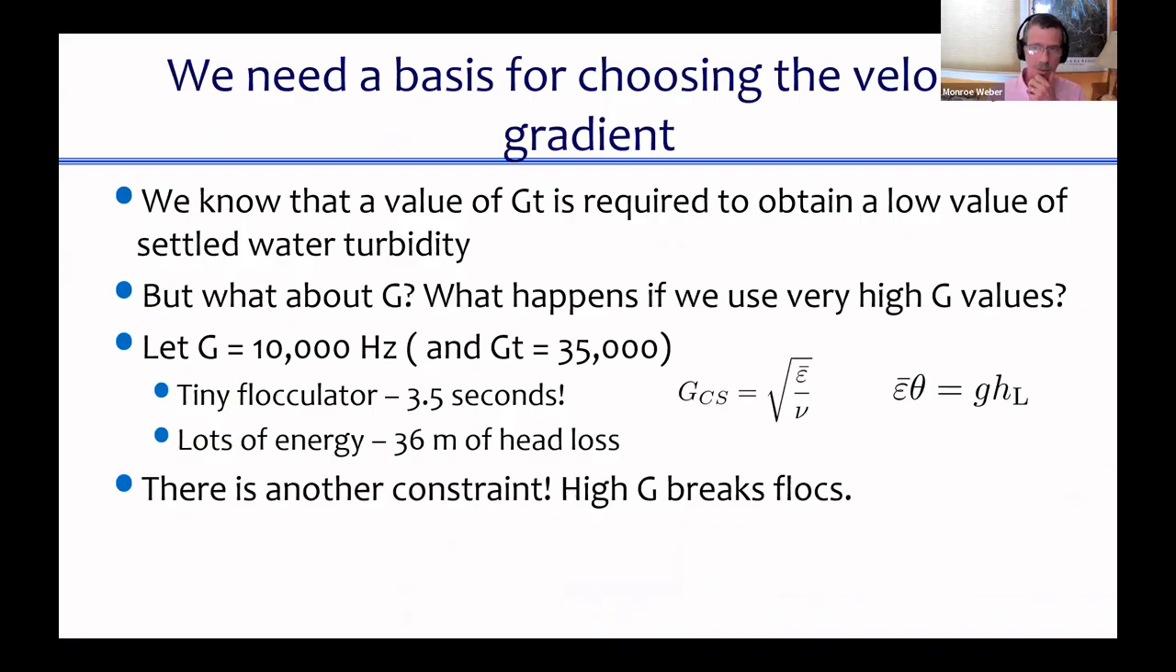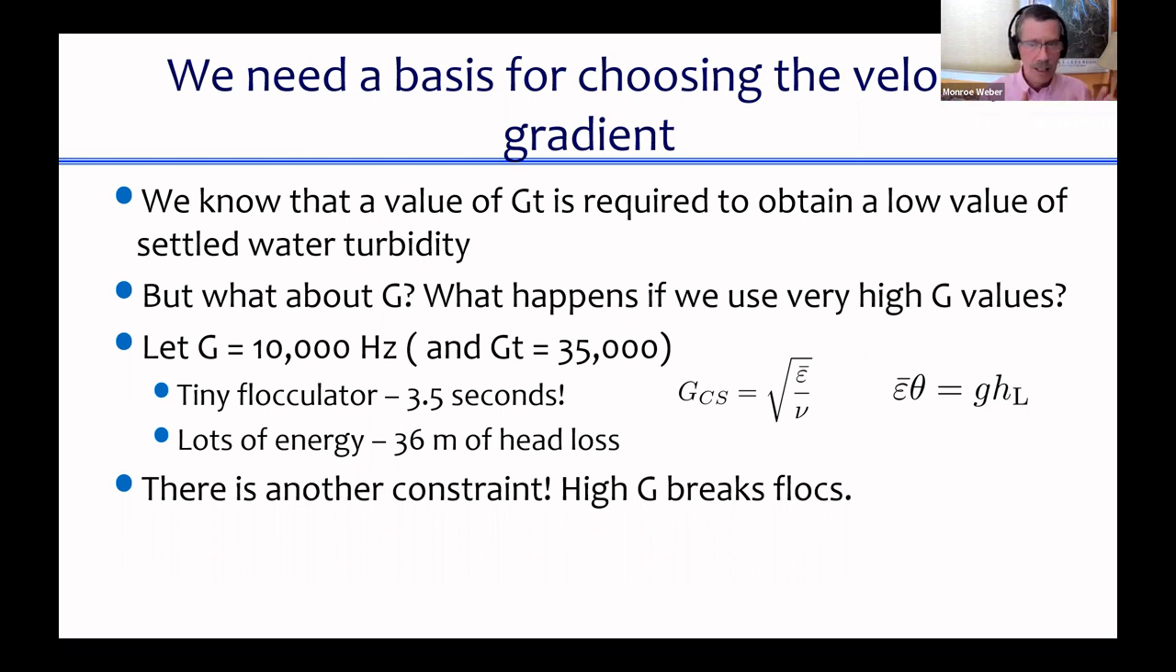One more concept. We need a basis for choosing the velocity gradient, how fast we're going to deform the fluid in the flocculator. And the question is, what happens if we have very high values of G, where we're deforming the fluid really fast? So it looks like it would be great. So I do the example there of if G were 10,000 Hertz and GT were 35,000. We use a GT of 37,000 in Agua Clara, but there I use 35,000.